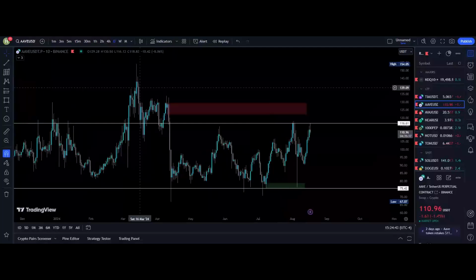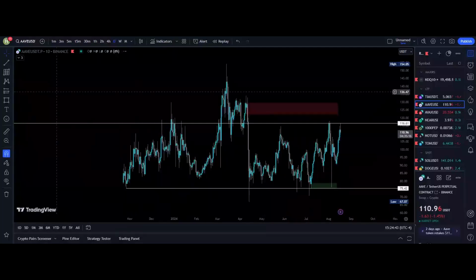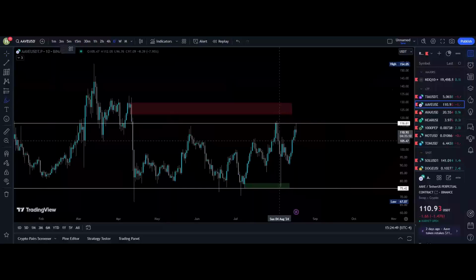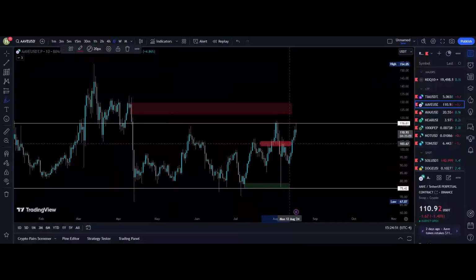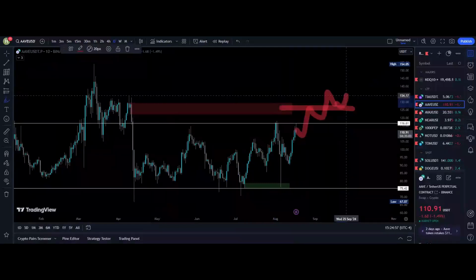Now, one of the most favorite coins nowadays is AAVE. This was the demand that belonged, right? And we TP'd here. What I'm looking for is either to flip this supply and long this retest, or we could see price just rejecting off this level, rejecting back inside, and then shorting.